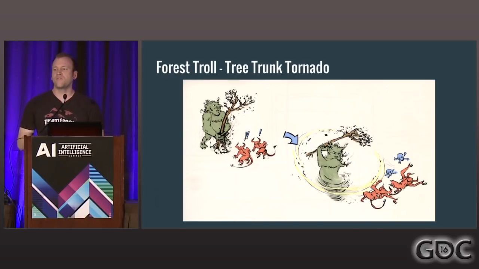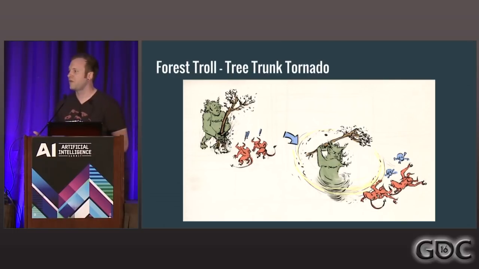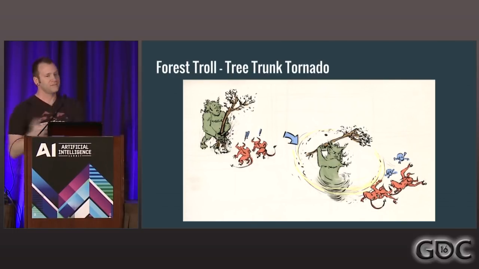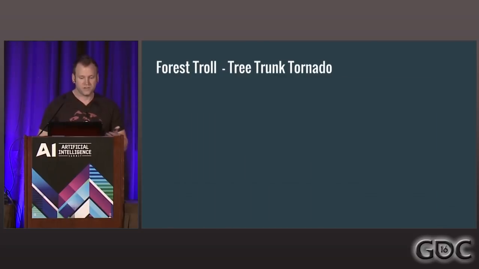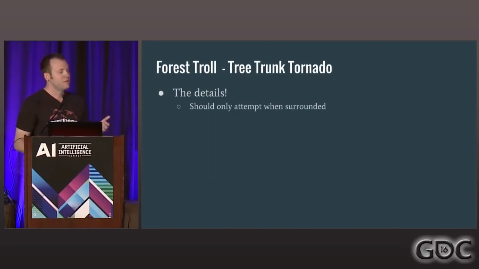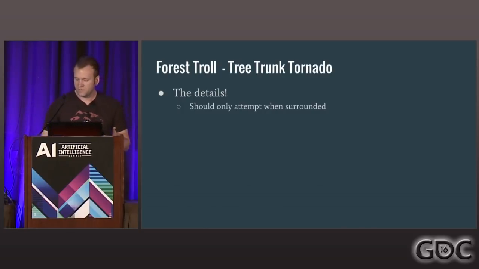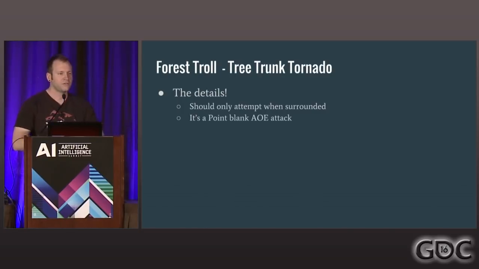So in our example, we have a forest troll, and he's going to do a very simple attack called the tree trunk tornado, right? He uplifts a tree and spins around, knocking everybody back. I think everyone can visualize how that would look in their minds. But let's get into some details here. First, he should only do this attack if he's currently surrounded by enemies. If he is surrounded by enemies, he's going to do a point-blank AoE knockback attack.